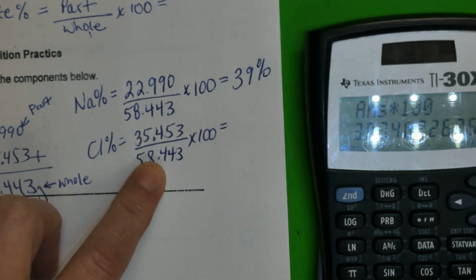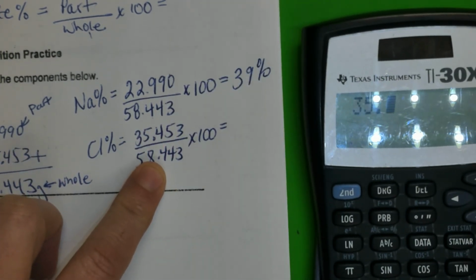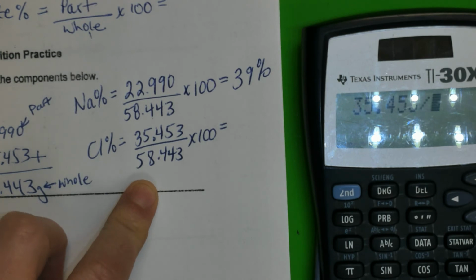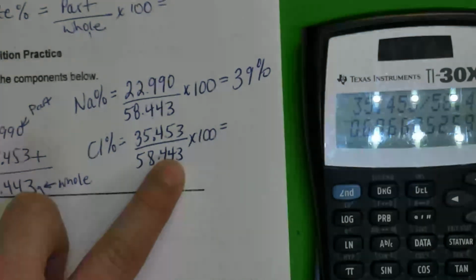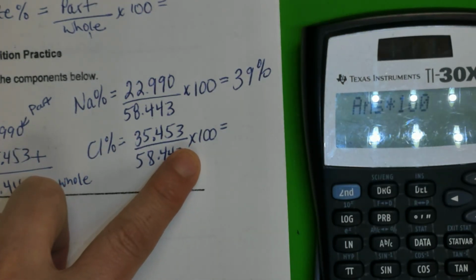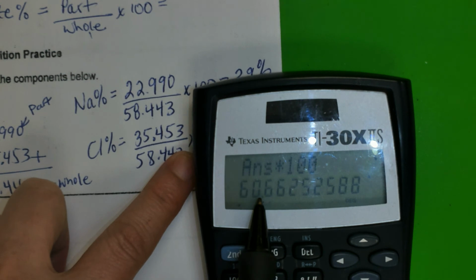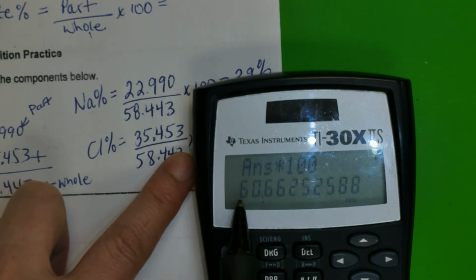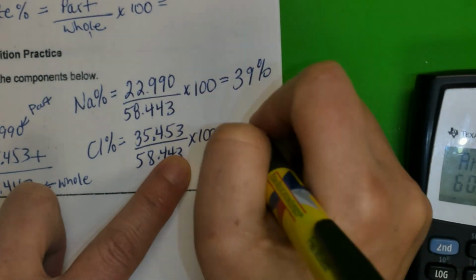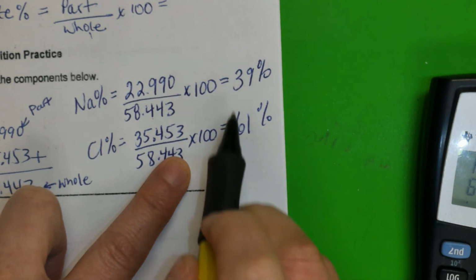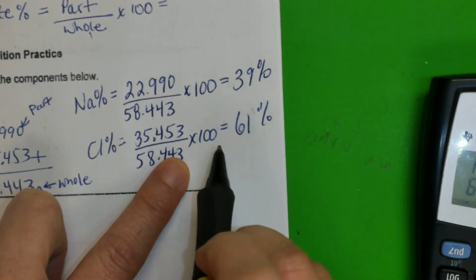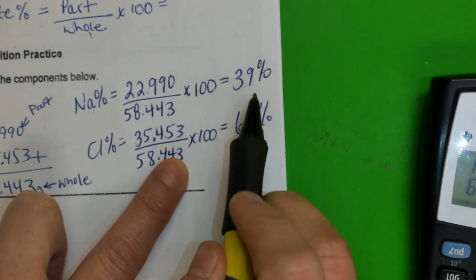Okay, the next one, 35.453 divided by 58.443 equals, and then times 100, and that I'm going to go 1 up, because the digit next to it is more than 5. So this would be 61, okay, 61%. So I don't know if you noticed, but it should equal 100%, okay?